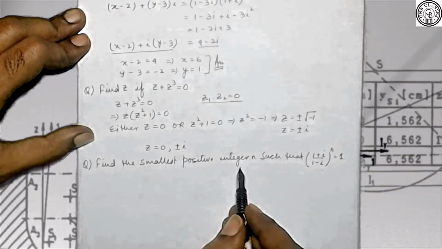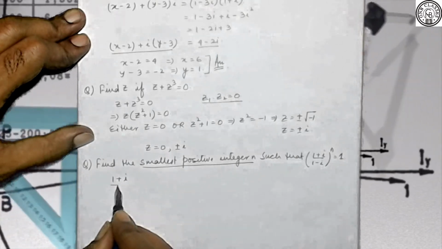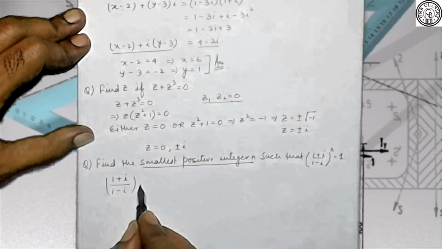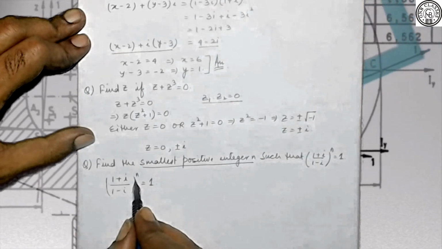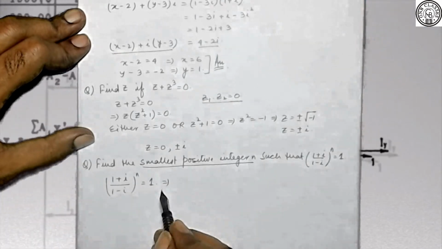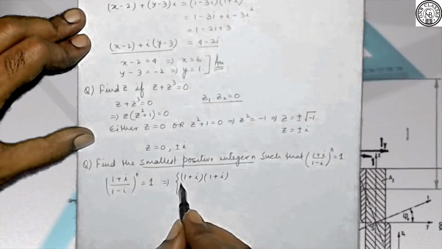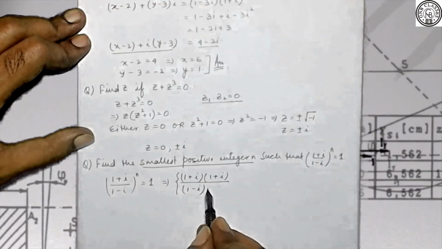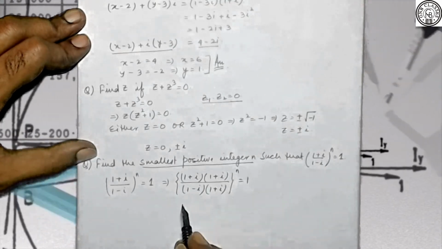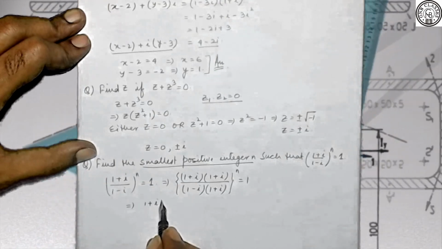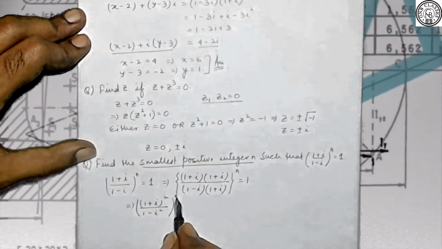Question is, find the smallest positive integer n such that ((1 + i)/(1 − i))^n equals 1. So now we have to find out the value of n, which is the smallest positive integer. For that, inside the bracket I am multiplying by the opposite sign of whatever is given in the denominator. That is 1 − i, so I am multiplying numerator and denominator with 1 + i. So in this case, we are going to have (1 + i)² divided by (1² − i²), whole to the power n equals 1.